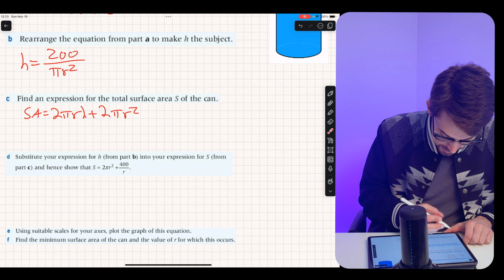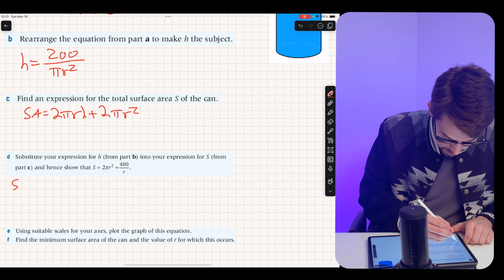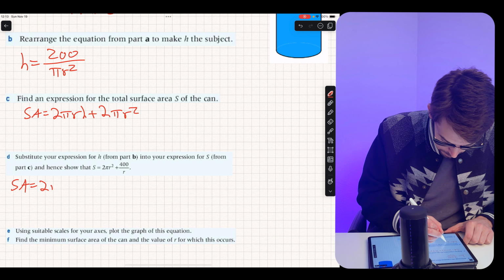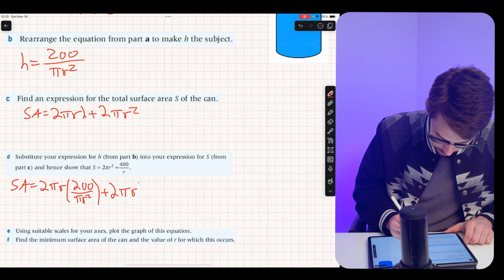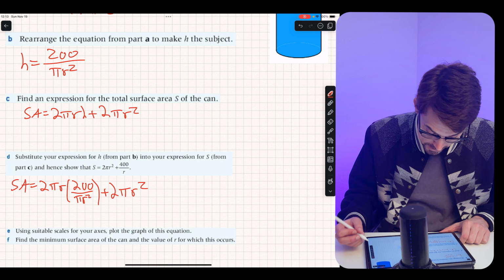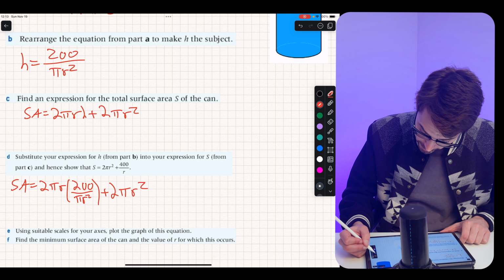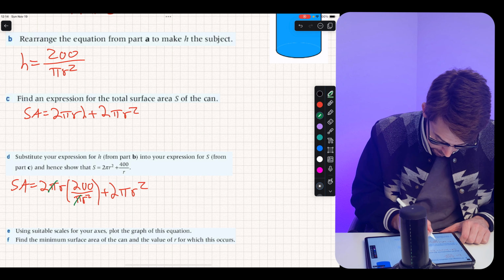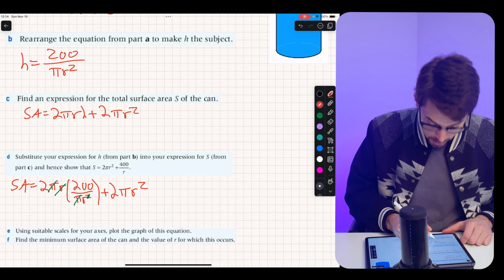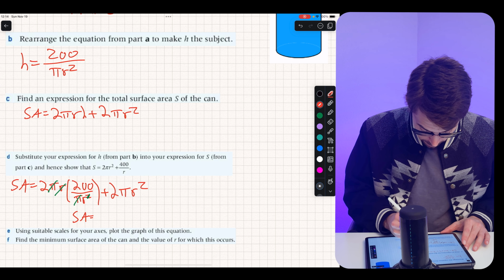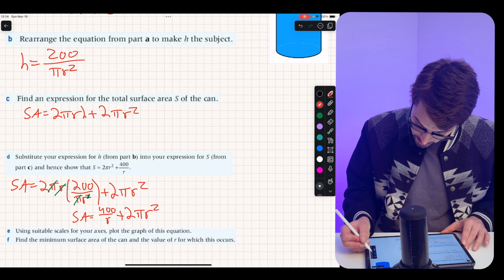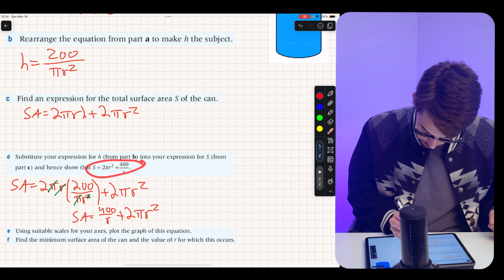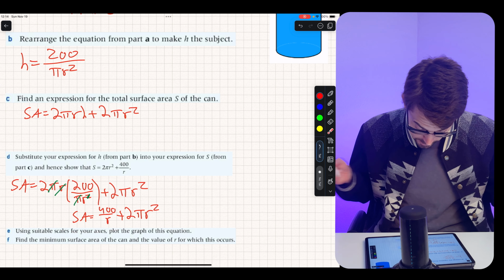So my surface area is going to be equal to 2 pi r, and then 200 all over pi r squared, which I just substituted, plus 2 pi r squared. Now let's do a little bit of simplifying. I can cross cancel: I have a pi here, and one of the r's there. That gives me a surface area of 400 all over r plus 2 pi r squared. In the problem, they were kind enough to say make sure it checks out with that, and it absolutely does. Excellent.